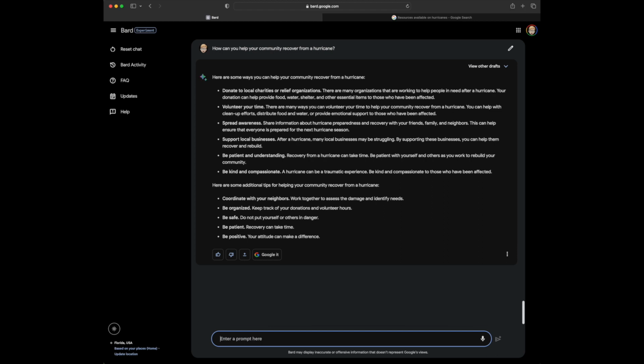Man, I really do love Bard. I love how it includes not just the tactical things you need to do, but the emotional aspects of it, the personal aspects, the human aspects of it. So I'm going to ask it, can you create a hurricane plan for me?